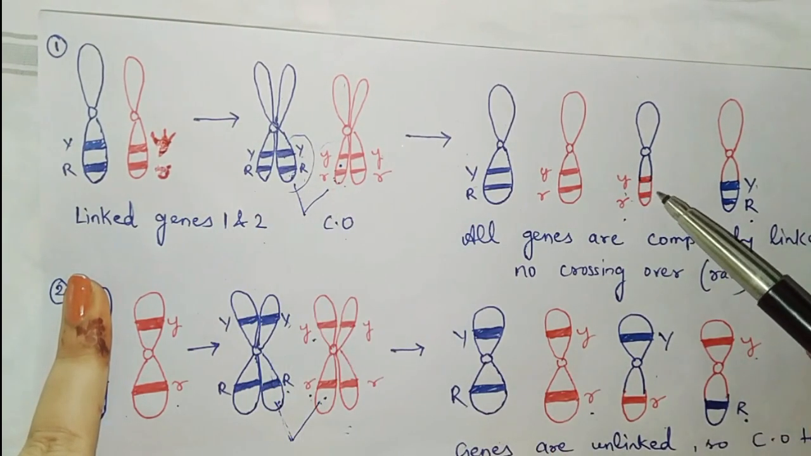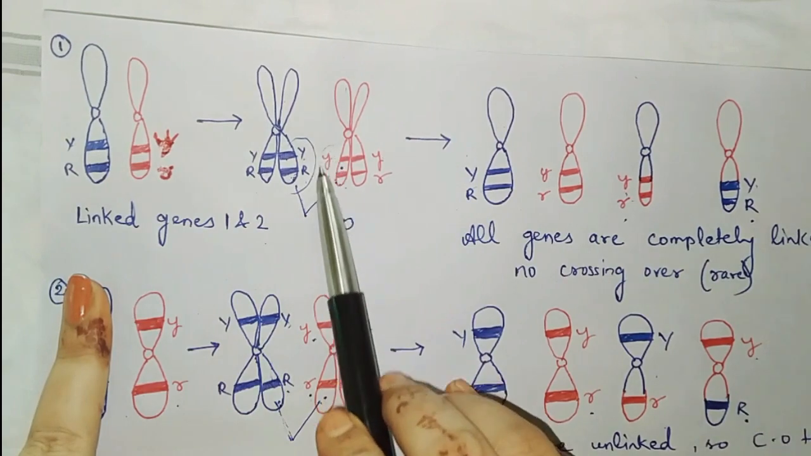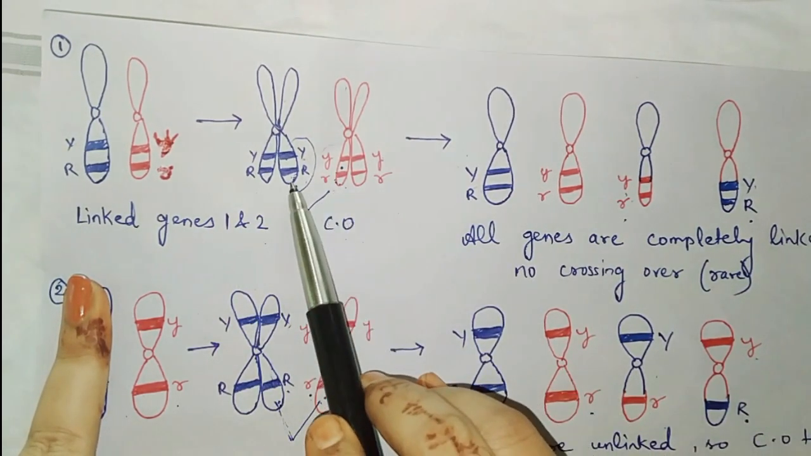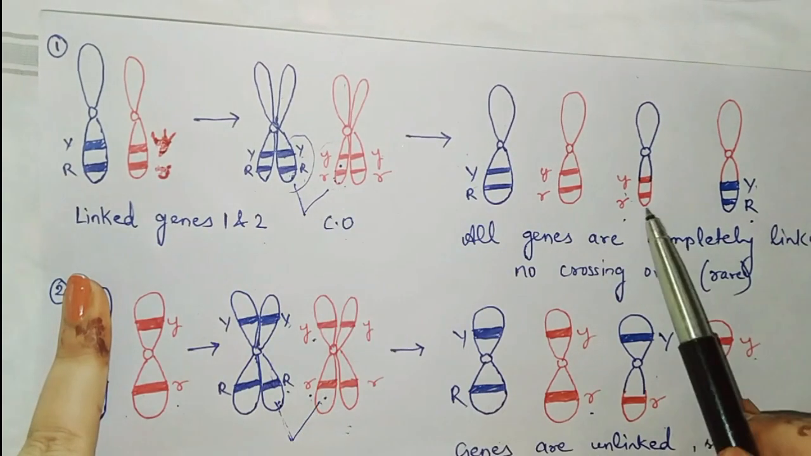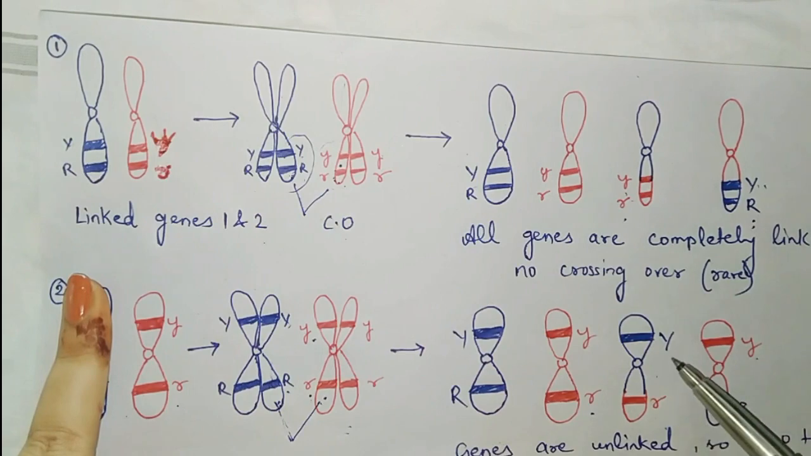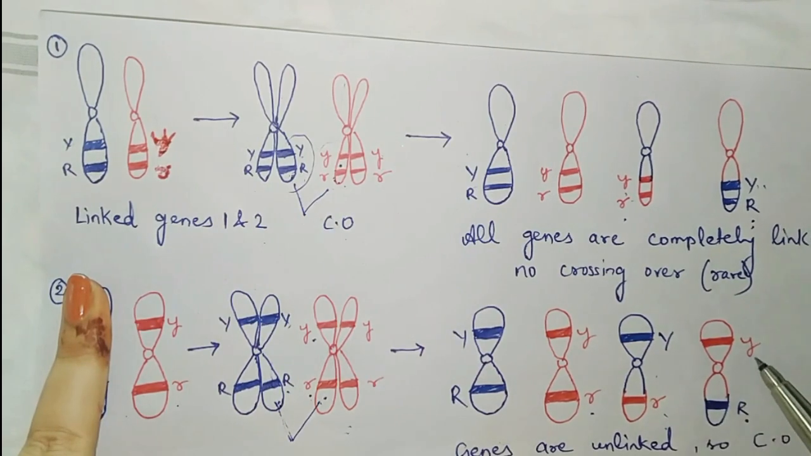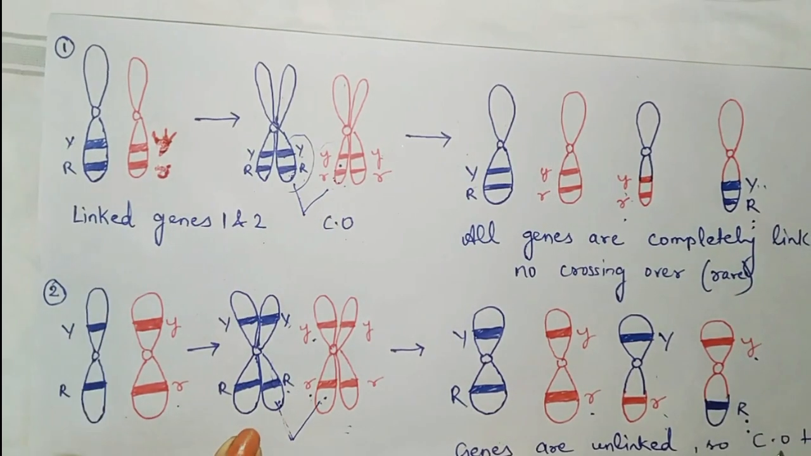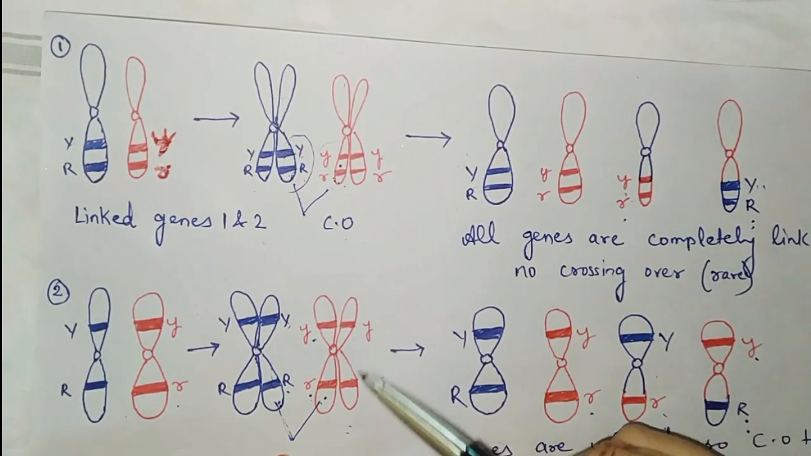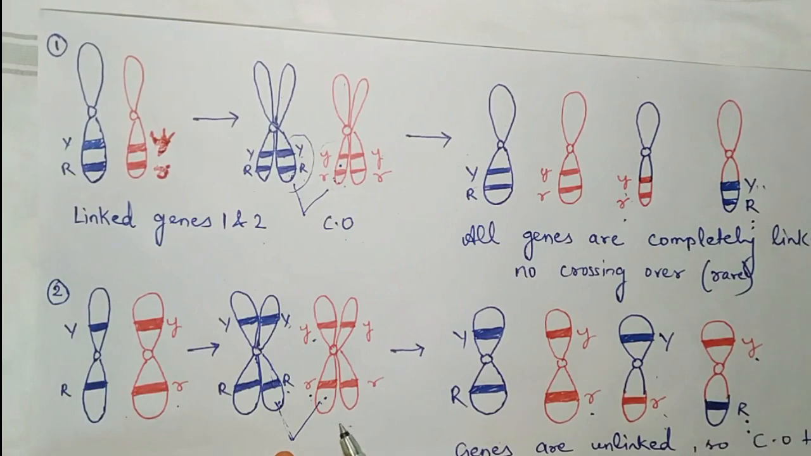Here see, small y, small r, they are present together only. The difference is just that they are present on this blue chromatid instead of red. Small y, small r, capital Y, capital R. But here we are getting a new combination, that is capital Y, small r. So from this it is clear that if the genes are physically apart from each other, then they can be separated by the help of crossing over, as a result of which genetic variation can be created.